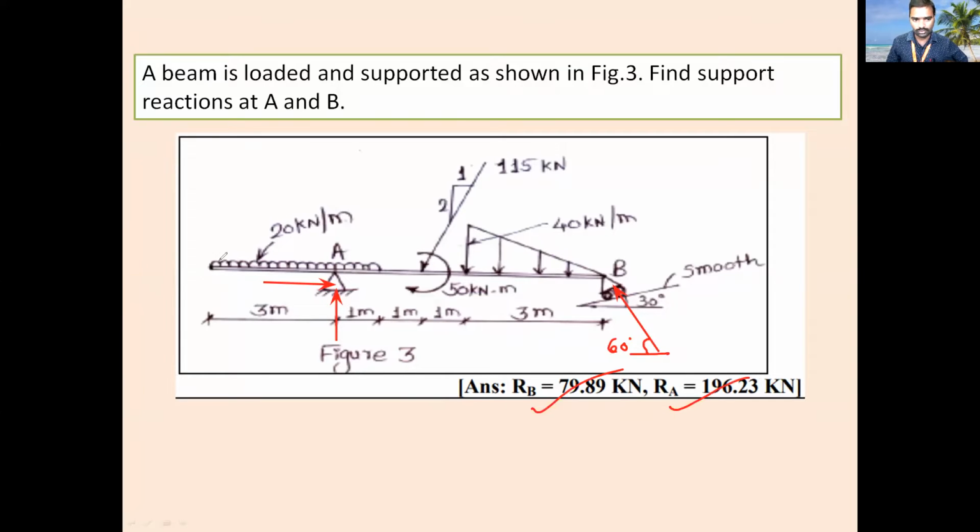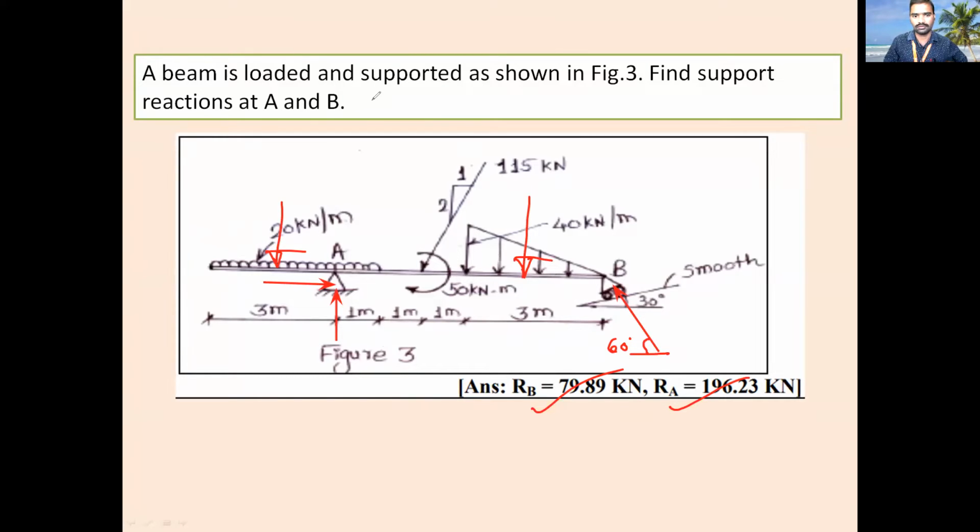Like that, you can take the free body diagram of the beam, then you can convert this UDL into a concentrated load. You can do it that way, or otherwise directly as well. Then the UVL, the triangular load, convert that into an equivalent point load. Then you can solve this.